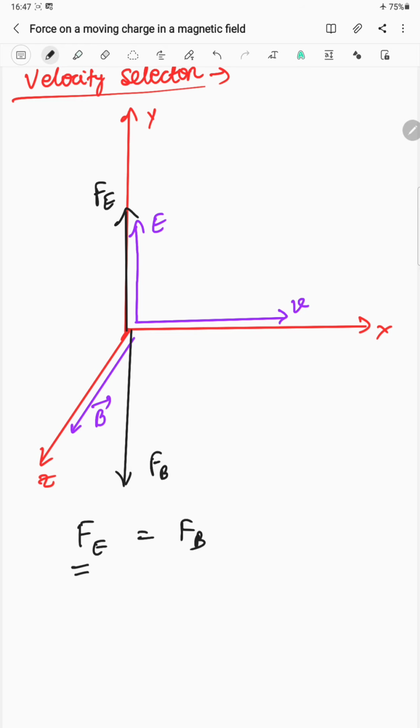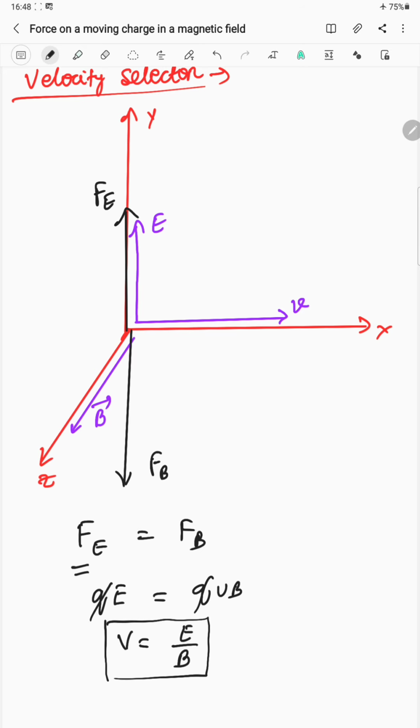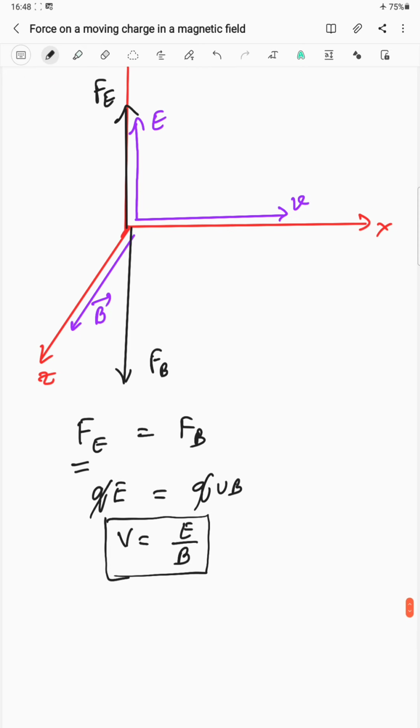That means at that point of time, I can say my qE must be equal to qvB. Then q gets cancelled out. Then what will be the velocity of the particle? Electric field by magnetic field. So why do we call this the velocity selector? v is equal to E by B, because for a desired value of the velocity, if we desire that this must be the velocity value of the particle, then we can play around with the electric field and magnetic field's magnitude, and we can keep their ratio in such a manner that we get the desired value of the velocity. Okay, so that is called your velocity selector.